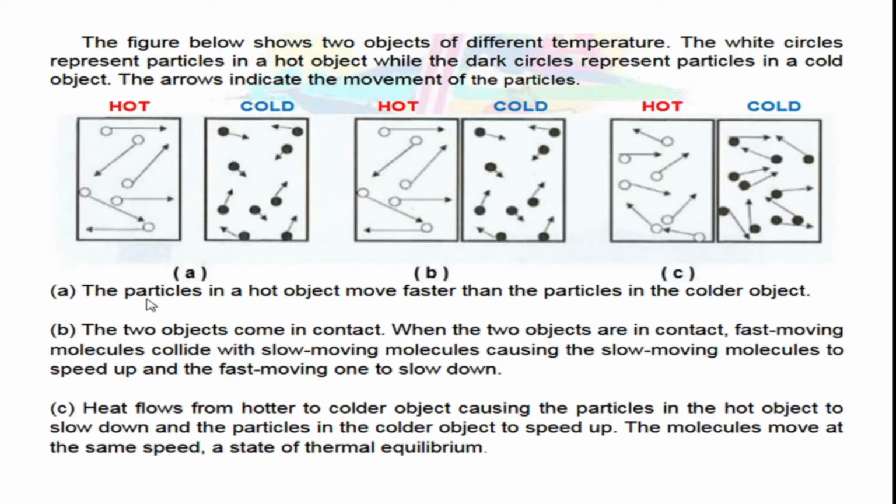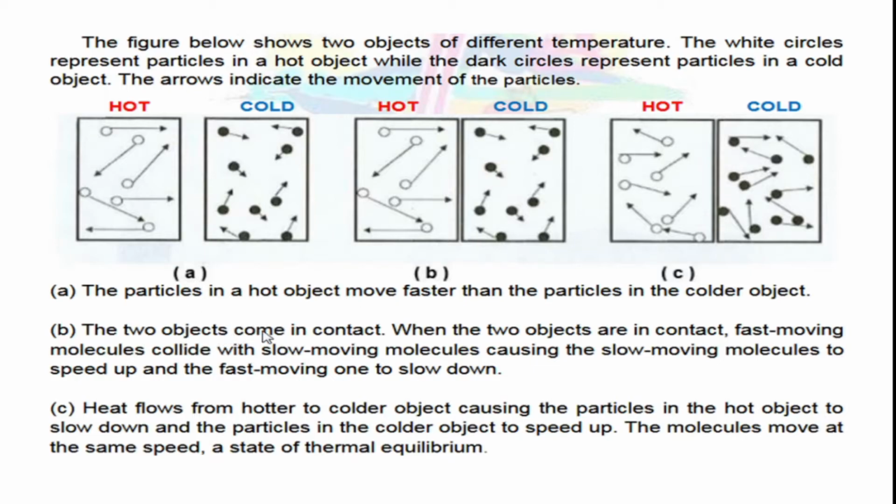Letter A, this one. The particles in the hot object move faster than the particles in the colder object. You can notice here: this is hot, this is cold. The particles in the hot object have faster movement compared to the particles in the colder object. Right? So, that is the explanation.